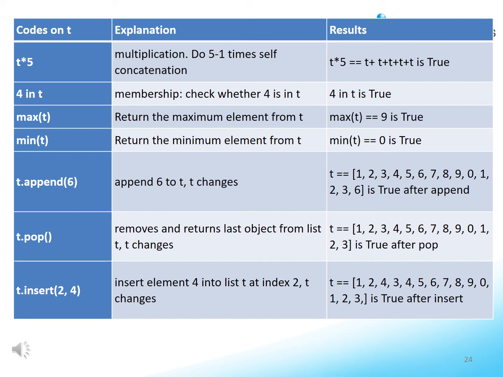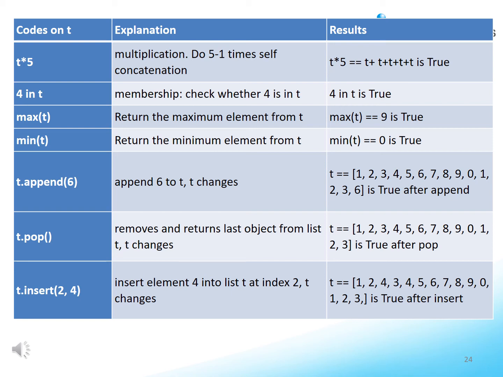The last three operations are list modification methods. Append method: append an element to a list. For example, T.append 6 appends element 6 to the list T. T contains 6 as last element after append. Pop method: removes and returns the last object from list T. For example, T.pop returns the last element, which is 6. The last element in the list disappears after pop.